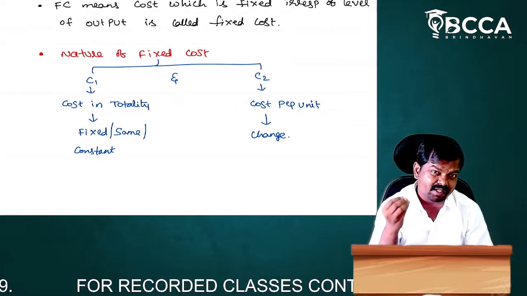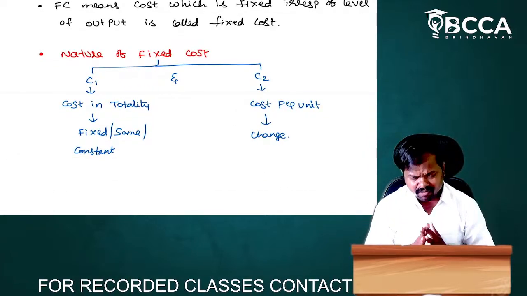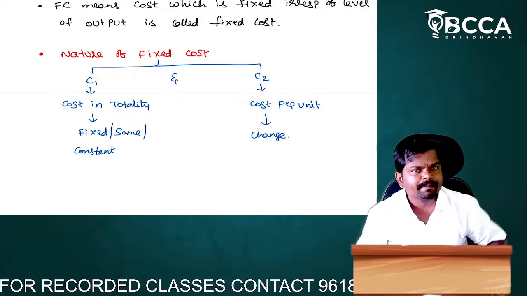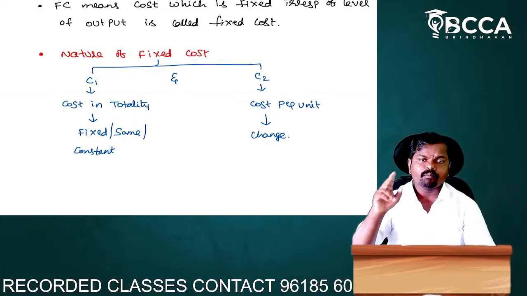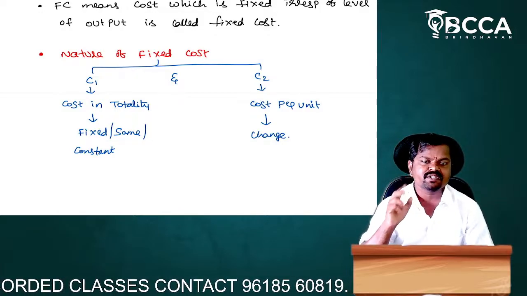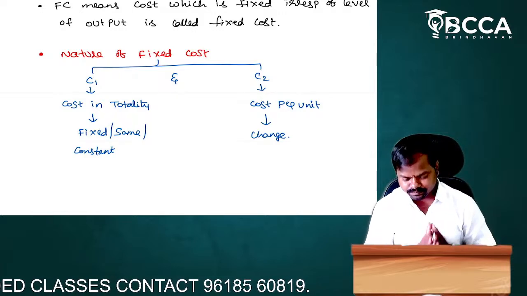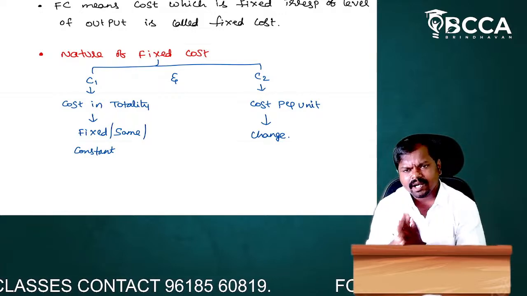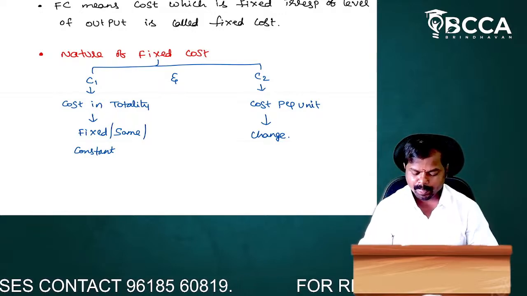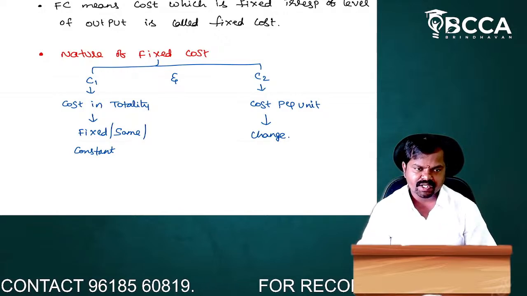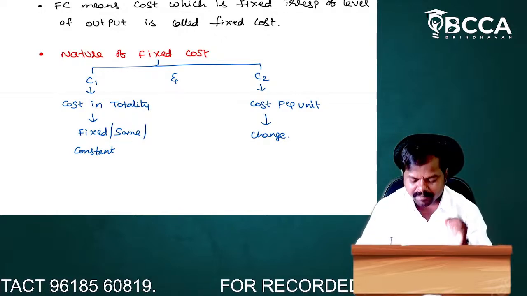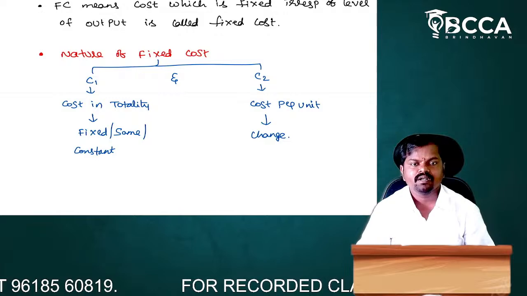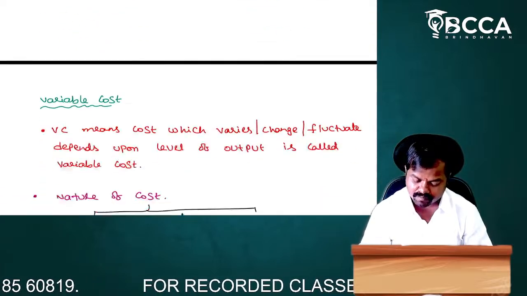Sir, while seeing the question paper, how to know whether the cost given in the question paper is fixed or not? Both conditions should be satisfied. Two conditions are imposed. Condition number 1, cost in totality will be fixed, same or constant. Condition number 2, cost per unit always changes.